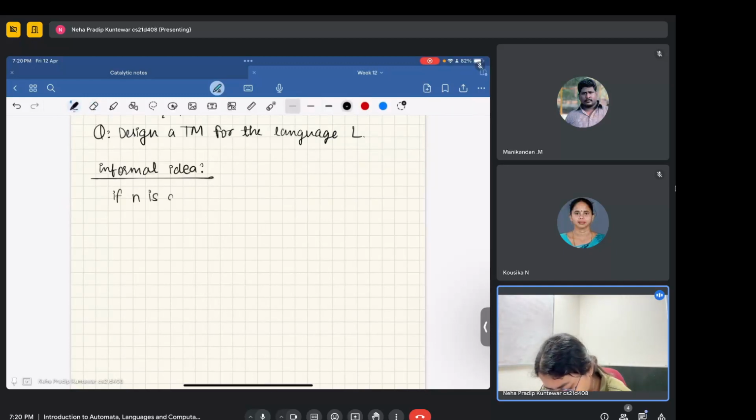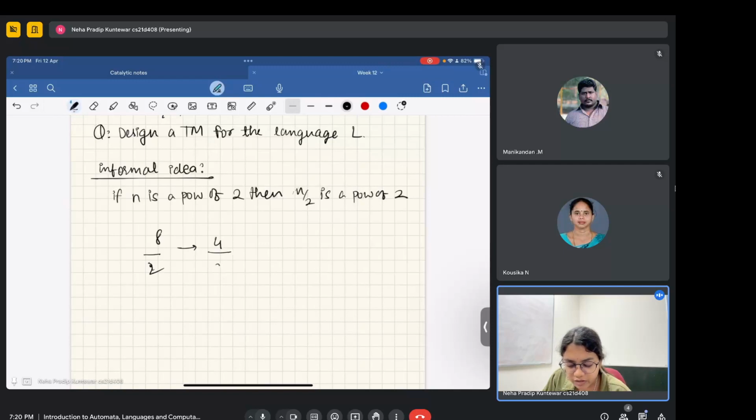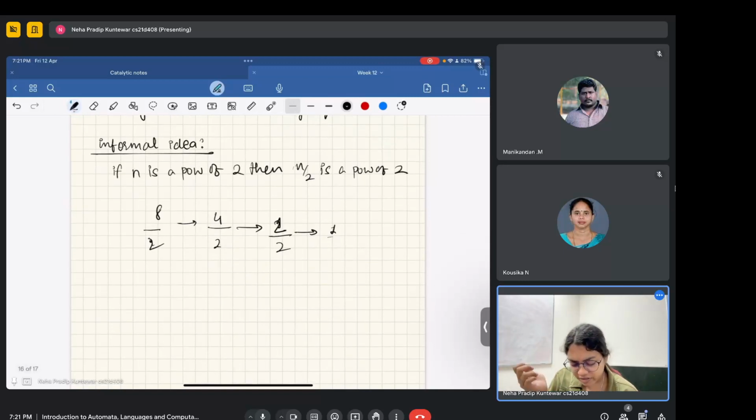if n is a power of 2, then if you divide it any number of times, it will still be a power of 2. Then n by 2 is a power of 2. So for example, if you look at 8, if you divide it by 2, then you get 4. If you divide it by 2, you get 2, divide by 2, and you get 1. So this happens for every power of 2. But it is not enough to stop somewhere in between.